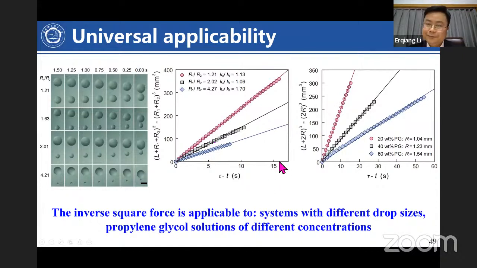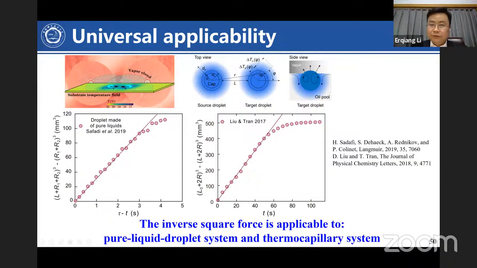We also change the concentration of the PG solution, and it also works well. We change to a pure liquid system, meaning before we used binary liquid droplets, but now we use pure liquid. We see it works well. This data is not our data, it's from a 2019 paper. We get their data, then we redraw it. We realize it works very well. This is from Professor Chuan's 2017 paper, a thermocoupled system. That means you have two droplets floating on a liquid surface, but we realize it also works for this thermocoupled system. That means this inverse square force seems to apply very well to different systems.